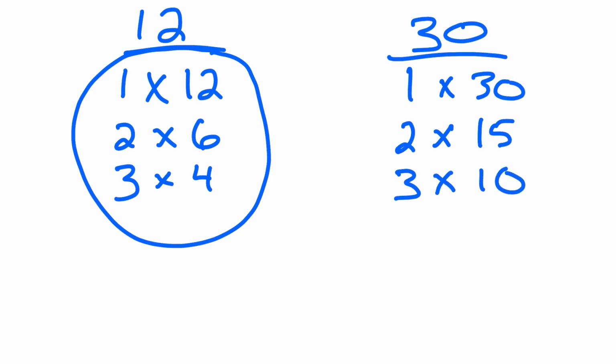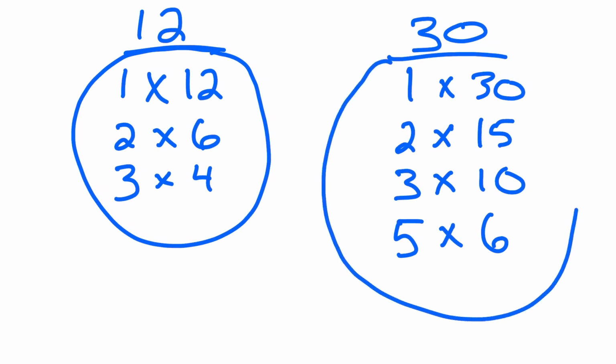Does 4 divide evenly into 30? Nope. Now I move on to 5. Does 5 multiply evenly into 30? Yes, 6 times. So 5 times 6 is 30. Does 6 divide evenly into 30? Yes, but I already have it. Now since I'm repeating, I know I'm done.